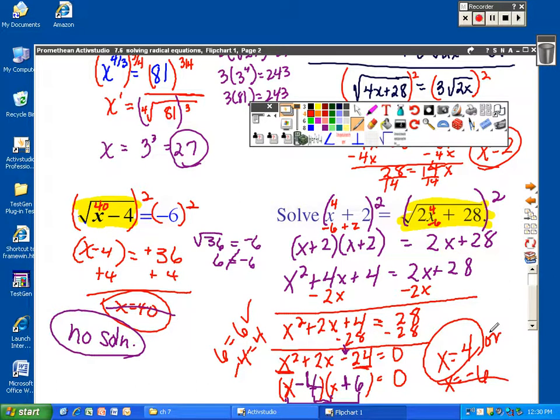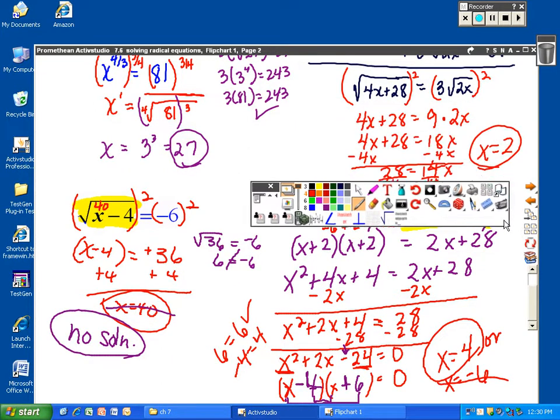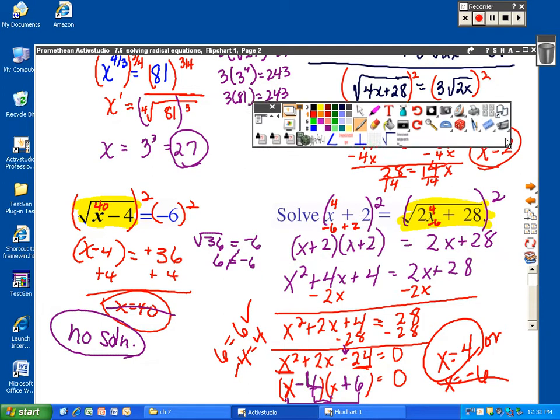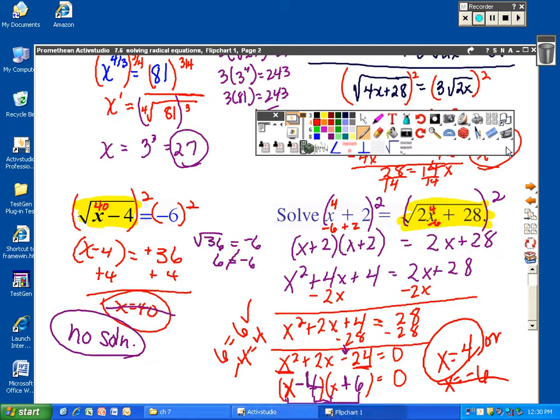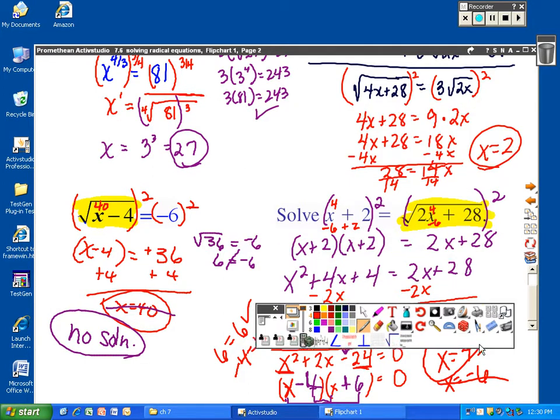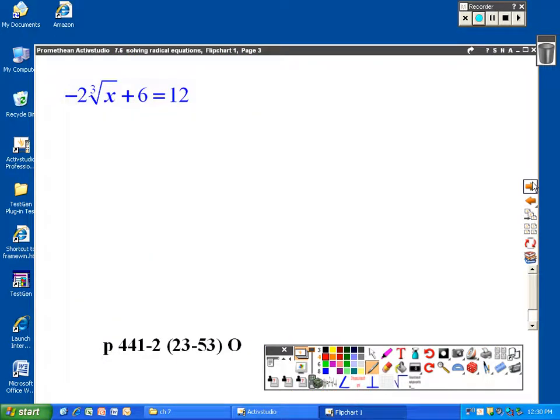So you're always going to have to make sure you double check for extraneous roots. And if you notice, all our square roots can cause extraneous. All our even roots. Let's see if that works with cube roots.